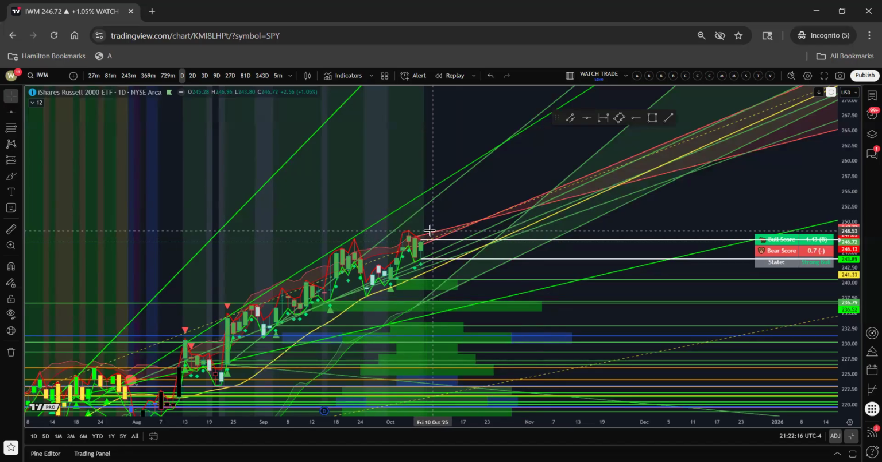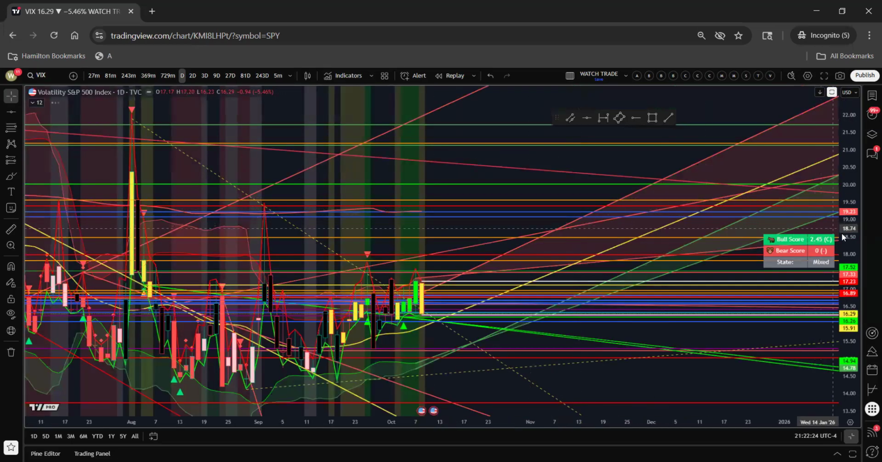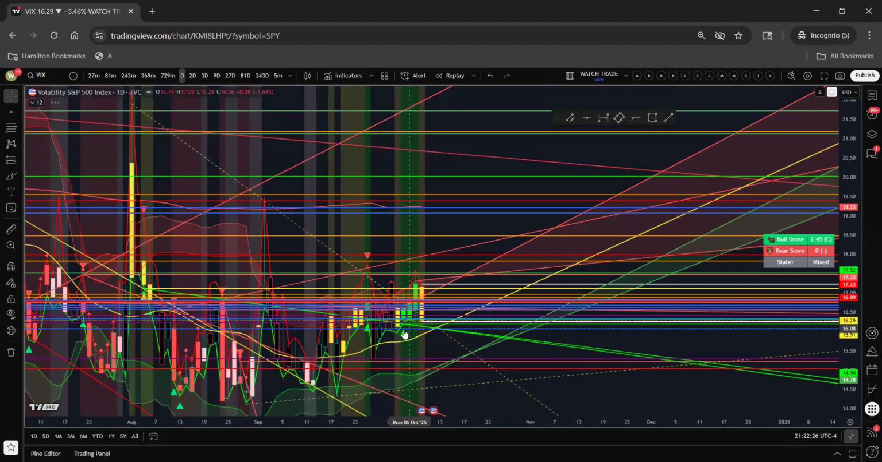And let's look at, we looked at SPY, we looked at QQQ, we're looking at IWM. Let's look at the VIX. The VIX had some extreme bullish, but it went back to the original bullish entry. So it's the first bullish entry. So it's still bullish. It got rejected.